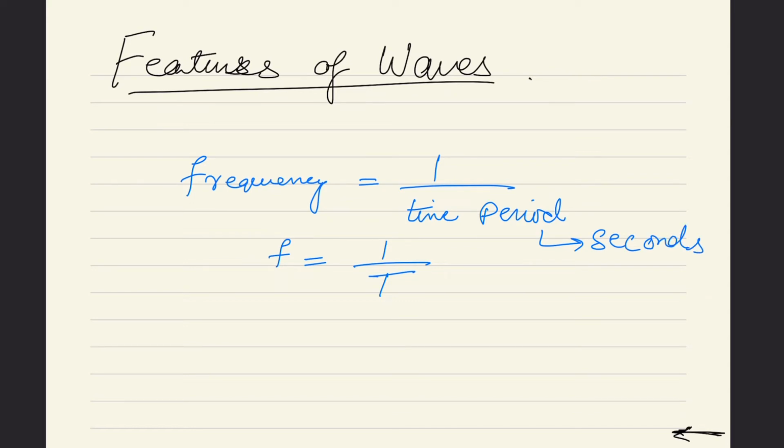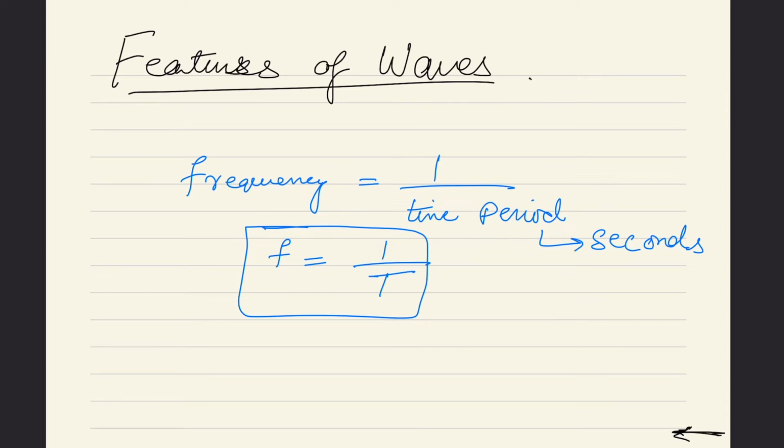So if the time period is given in milliseconds or microseconds or hours or minutes, we have to convert that into seconds. So that's the formula that relates the frequency and the time period. F equals 1 over T. So this is the relationship between frequency and time period.